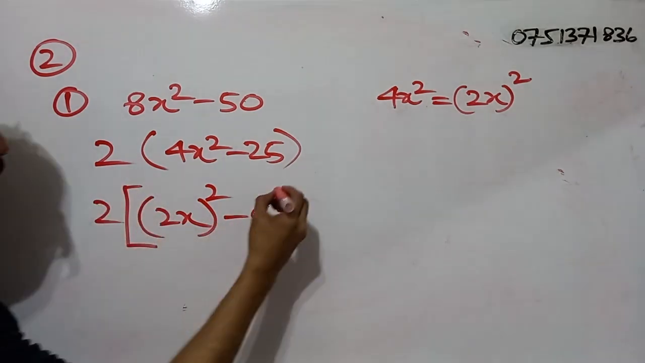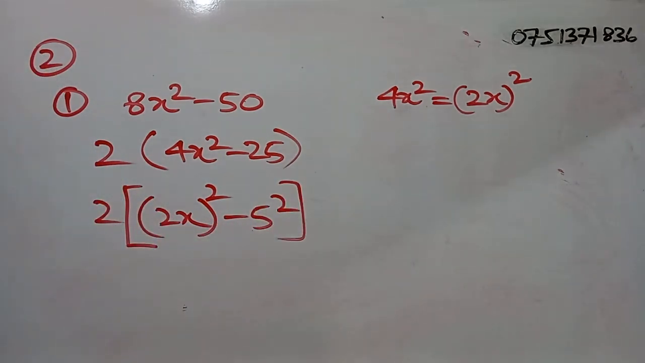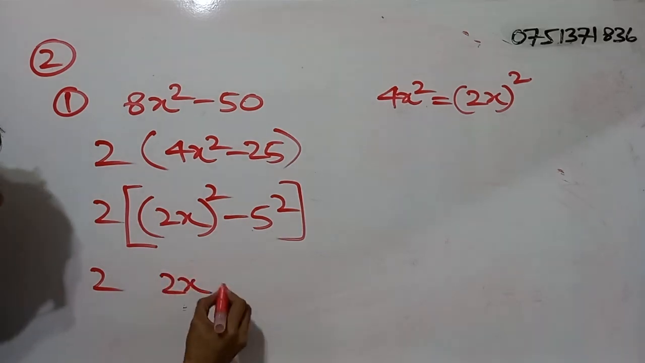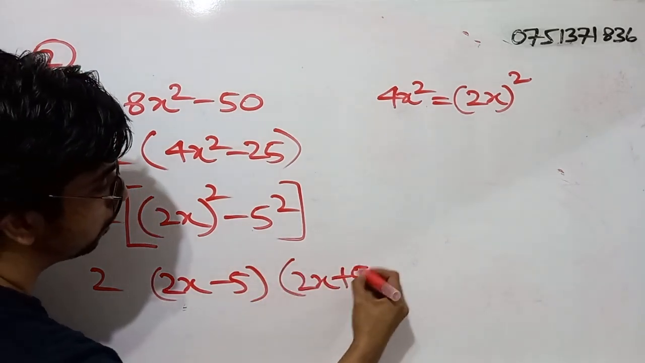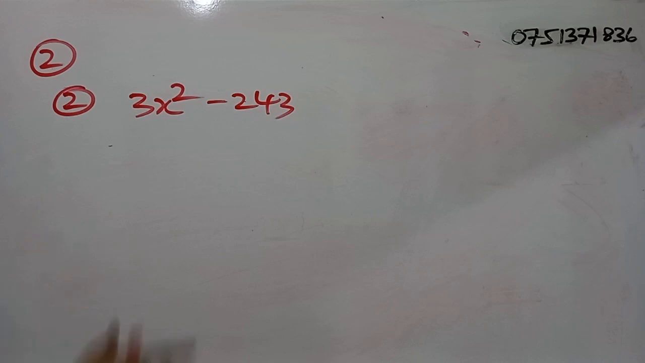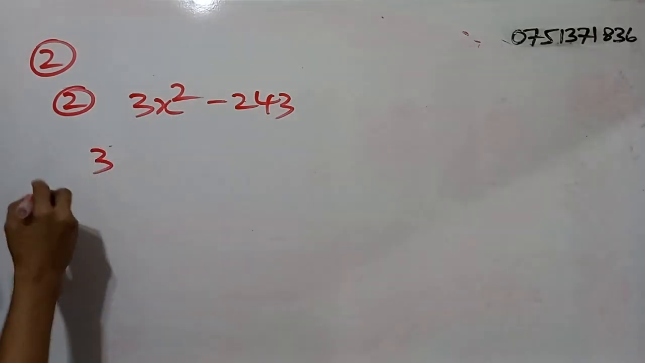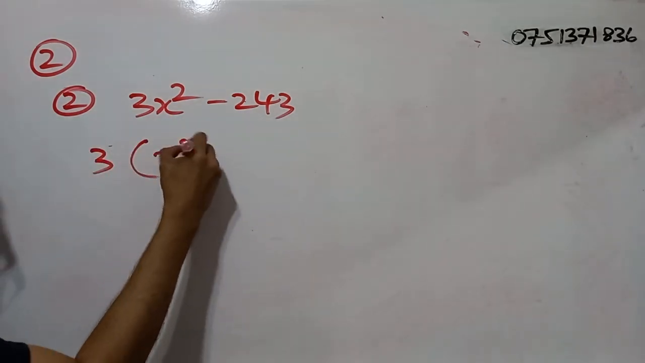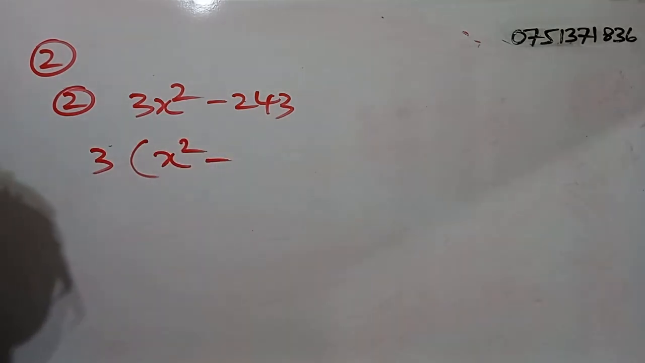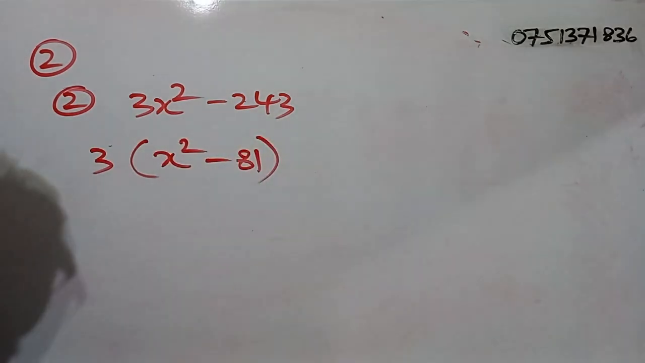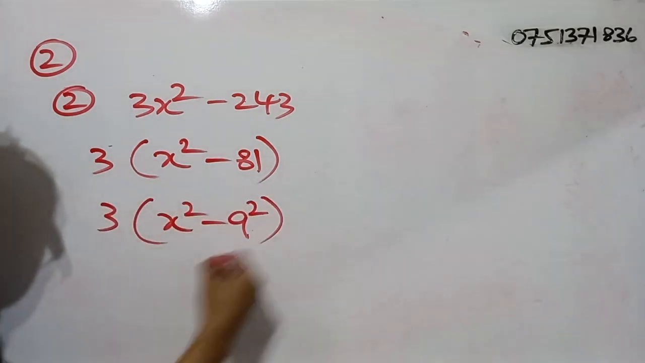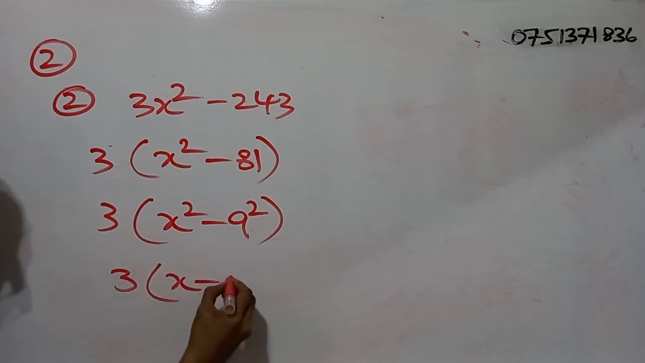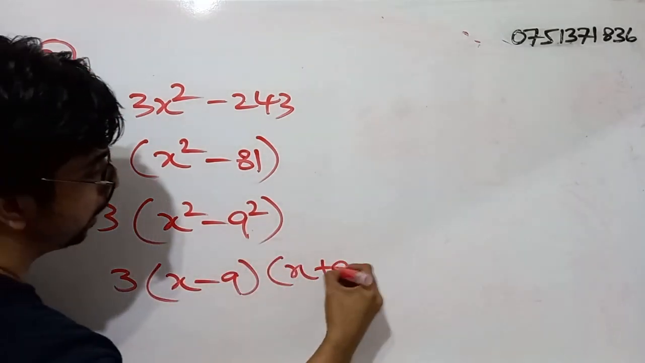So we can put curly brackets like this. Again we can rewrite this as what? 2x minus 5 and 2x plus 5. So this is the answer. So here also we can consider 3 as a factor, no? So what goes inside? X squared minus 81, no? So that means 3 x squared minus 9 to the power 2. So 3 x minus 9 x plus 9.